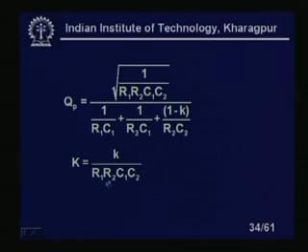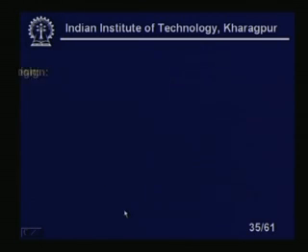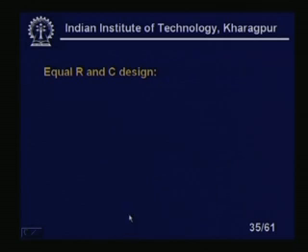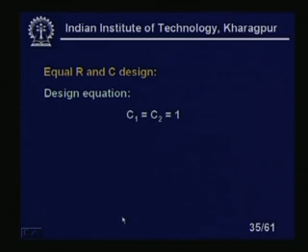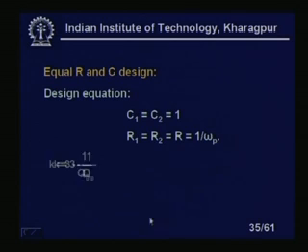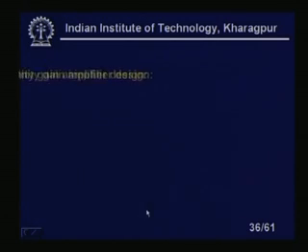and gain constant capital K equal to small k upon R1 R2 C1 C2, right. Now, in the equivalent equality design for the Sallen-Key low pass filter, C1 C2 equal to 1 or R1 R2 equal to R equal to 1 upon omega p. So, obviously, small k equal to 3 minus 1 by q p.